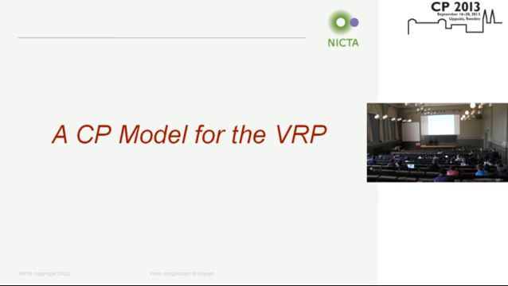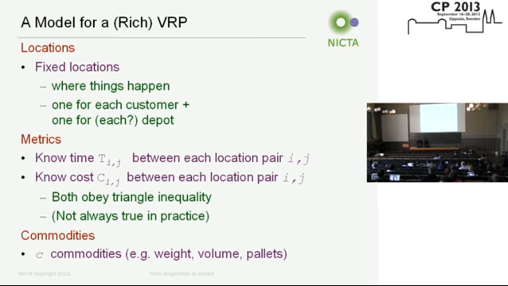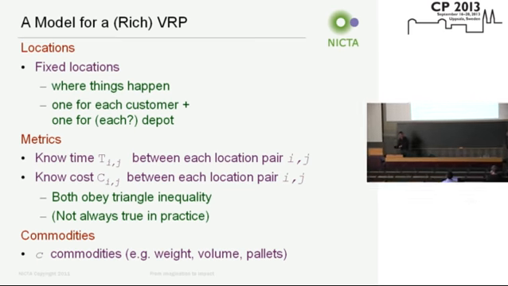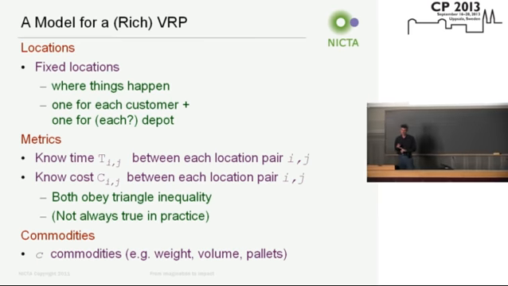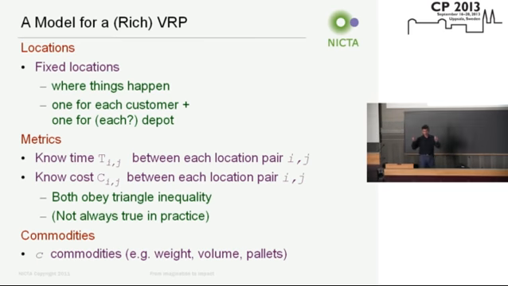So I was aware that 90 minutes is a long time to sit there and concentrate. So let's see how we go. Okay, a CP model for VRP. So first of all, we need some data, and the data that we've got, I've kind of already talked about a bit. So we need locations. In the model that I'm going to present, and it's not a universal model, it has fixed locations, so that's where things happen. This is either where your customers are or where your depots are.